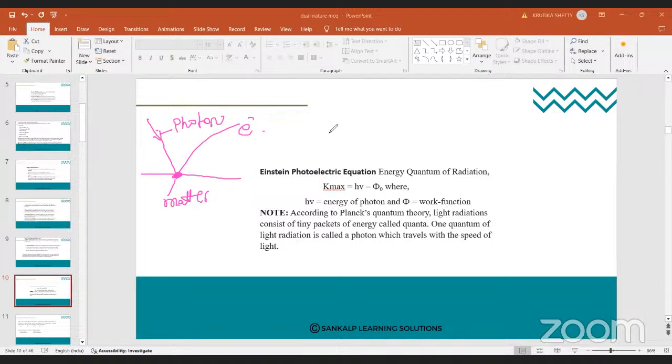Here energy is incident on the metal surface, and you call it a photon. When you call it a photon, the energy of the photon is given by h into nu. Nu is the frequency, h is Planck's constant. So this is Einstein's explanation, students.